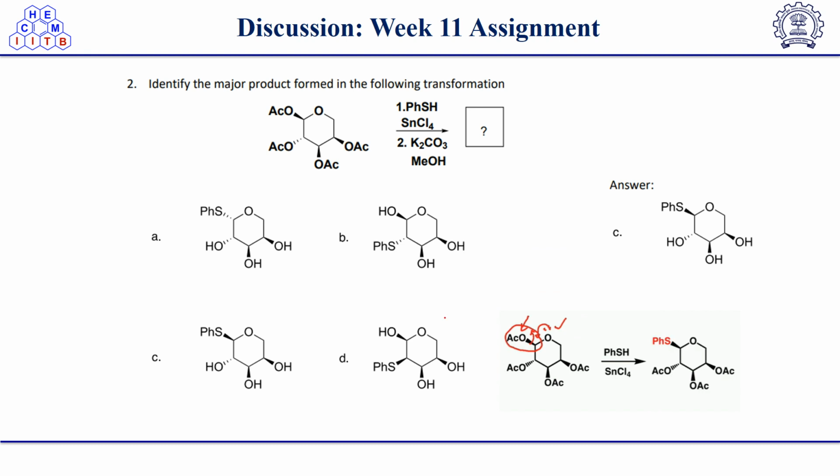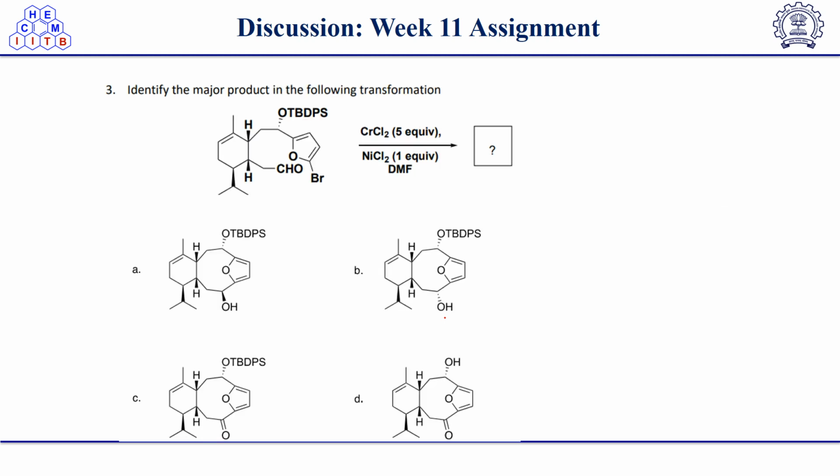In the first step, tin chloride, being a Lewis acid, will coordinate with the oxygen lone pair, and it will eliminate the acetyl group near to the oxygen, that is alpha to the oxygen, forming an oxonium ion which will be stabilized by the attack of SPh minus from the thiophenol. And then in the second step, this K2CO3 methanol will hydrolyze the remaining acetyl group and convert it into the corresponding hydroxyl group. So we will get option C as the major product.